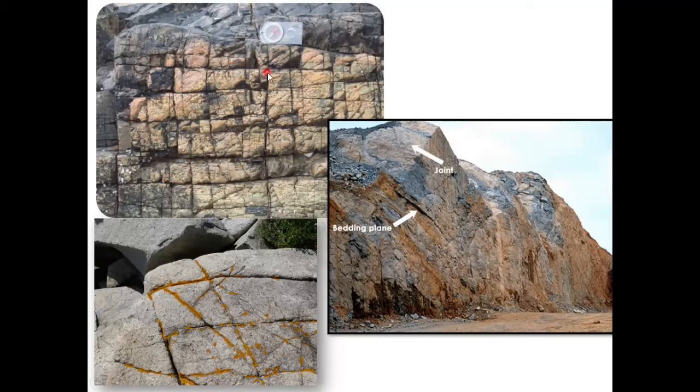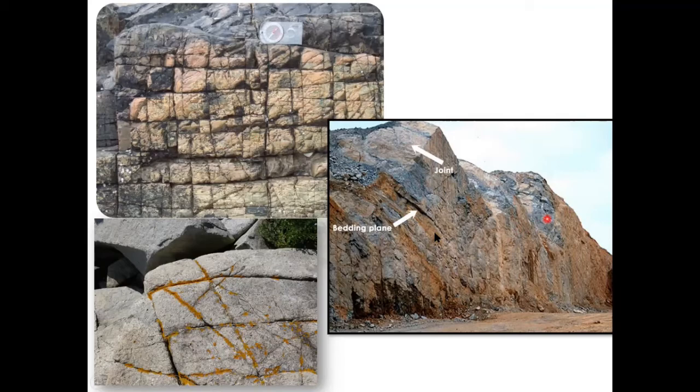You can say maybe joint set 1 or joint set A, and then you can measure joint set 2 or joint set B. After you collect these measurements, you will use them for structural analysis, and you will plot them on a stereonet, and you will show how their dip angle and strike orientation change. And this is another example.